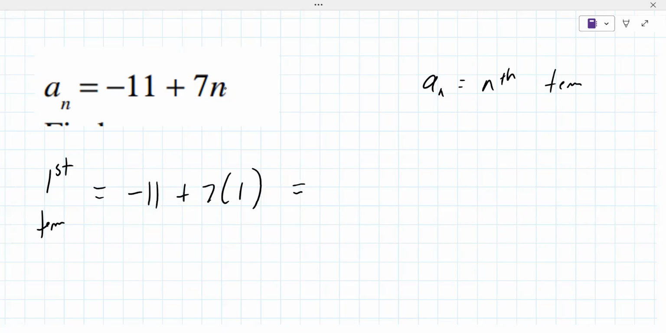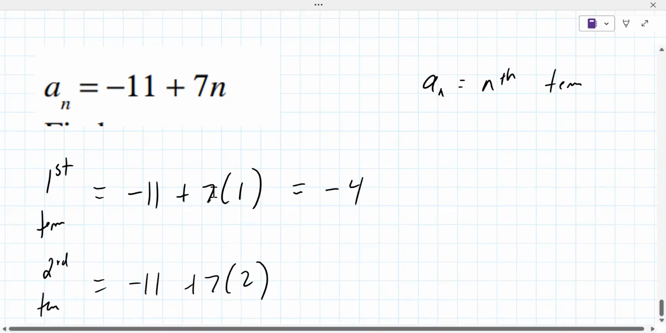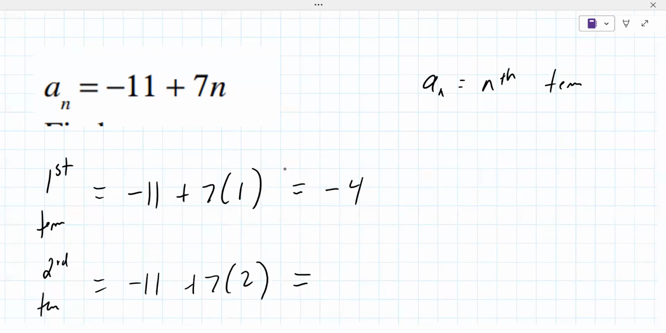The second term is minus 11 plus 7 times 2. So what is the difference between the first term and the second term? Well, you're putting 1 in for n and then 2 in for n. And you would put in the number of whatever term you were trying to find in n. That's right. So what is this one here? What does this become?